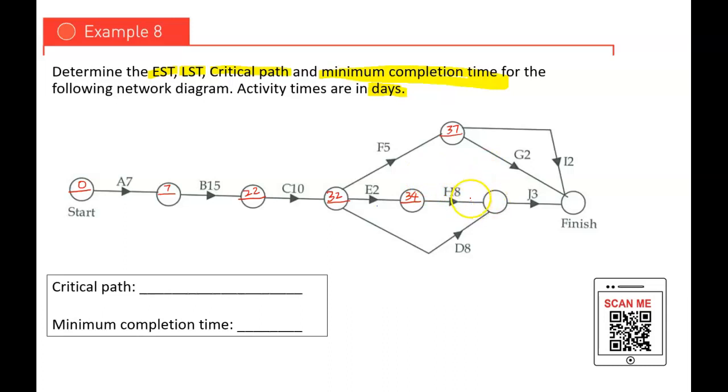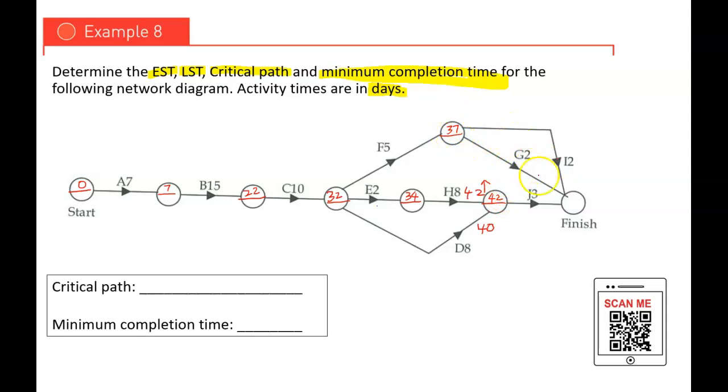I cannot write it in because you have another alternative route here. So you have 42 here. And 32 plus 8 is 40. Now for EST, when there's more than one path, what value would you go for? You will go for the highest value. So in this case, I'll put the 42. Right, so same pattern, it goes on.